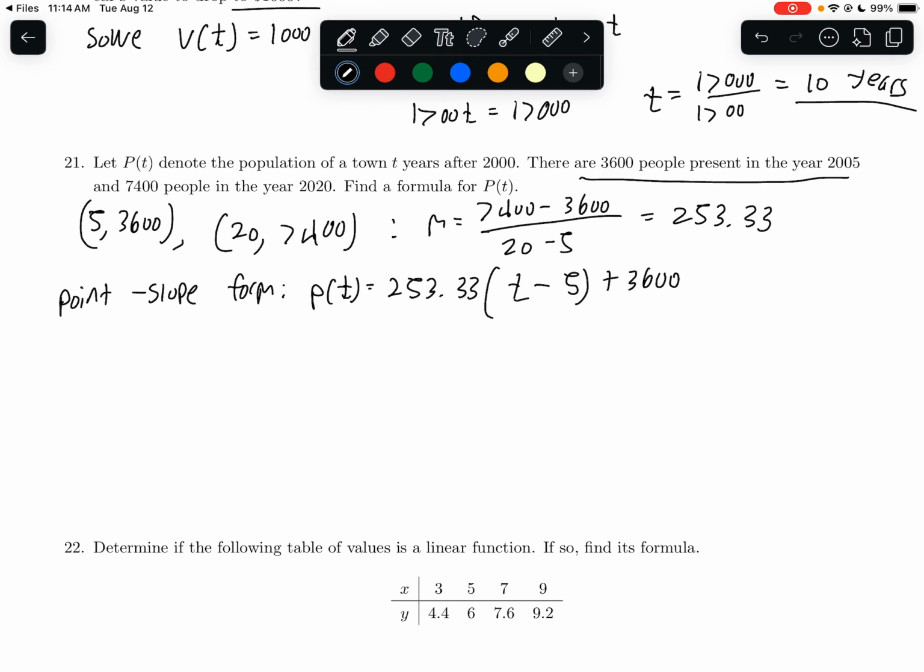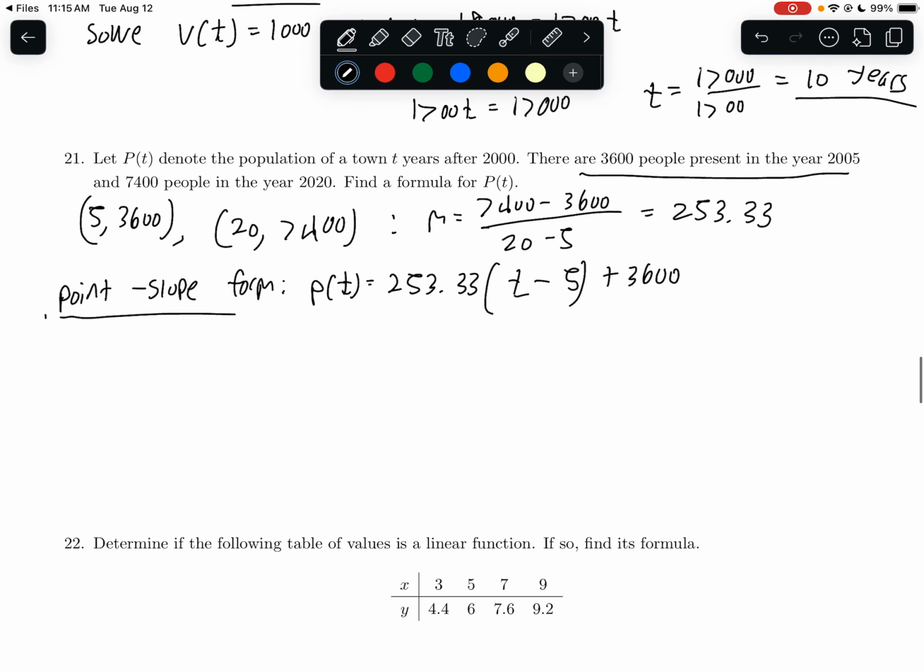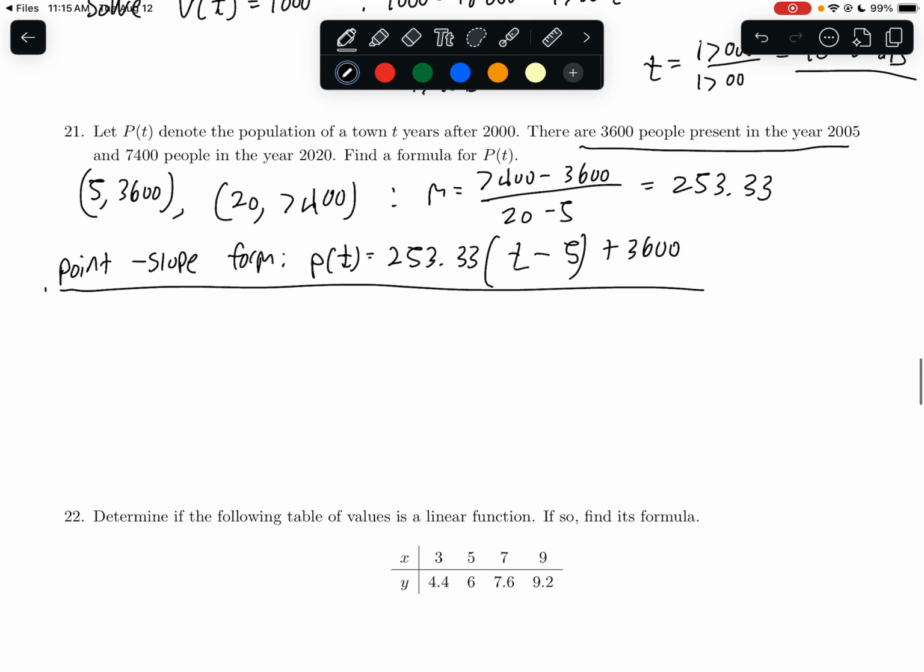What I mean with the other one is that I could have done 20 in here, and this number could have been the other ordered pair. You'll get the same equation. They look different, but they're exactly the same, so it doesn't matter. Okay, so you can do point slope form, and then you get that.